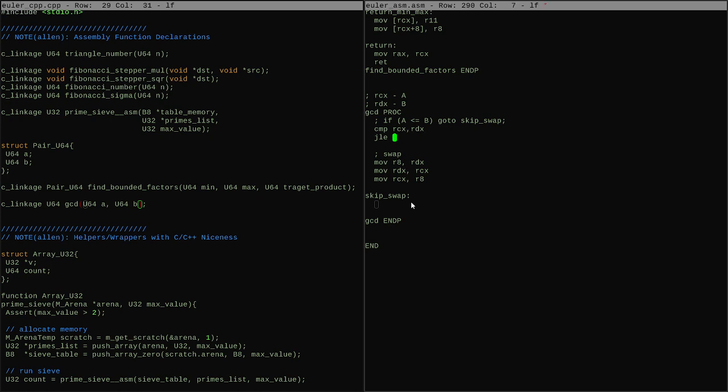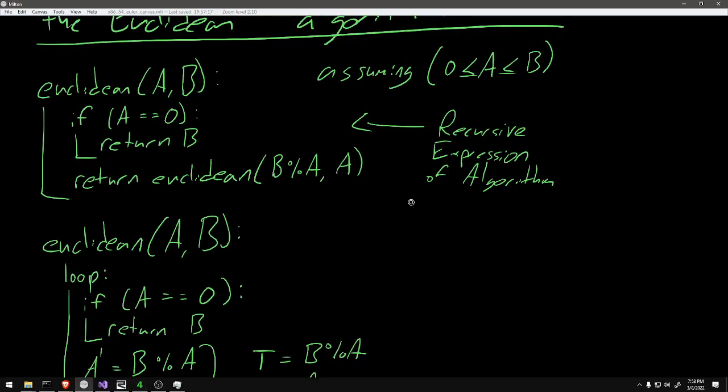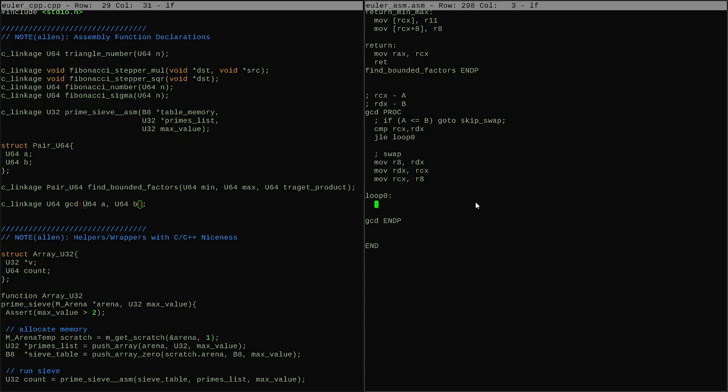I suppose we could just label this loop 0, because that's what's going to happen next, is we're going to need the label for loop 0. So we do the check. Test A. So this is going to be if A equals 0, go to return. So testing A, RCX, RCX.